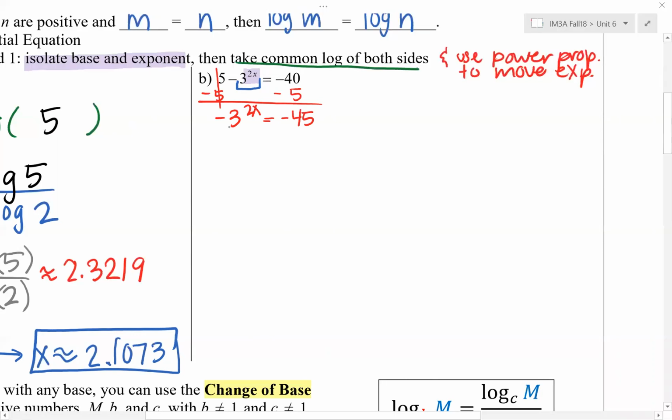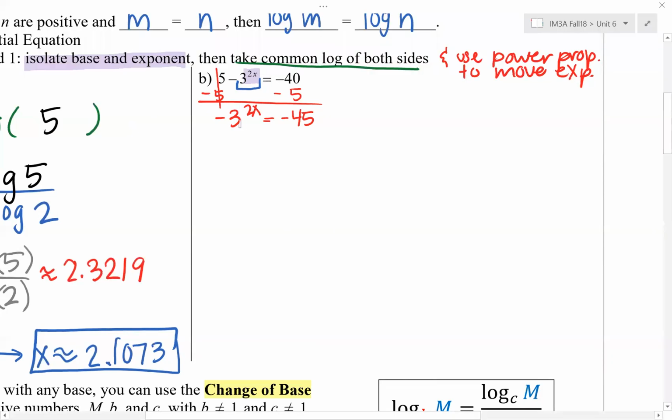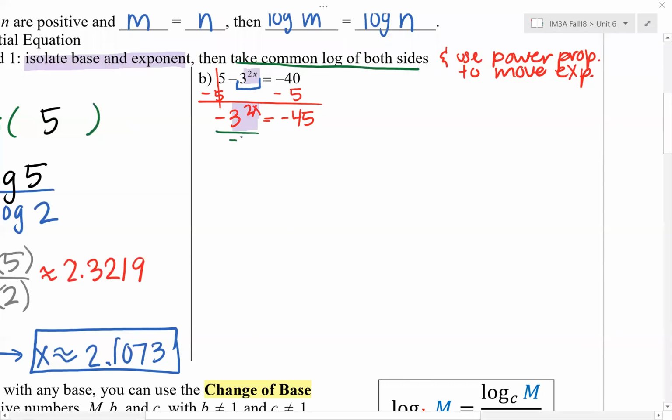And so we don't want that negative there. We want it to just be the 3 to the 2x power. So we want that piece alone. To get rid of the negative, we're going to divide both sides by negative 1. So we have positive 3 to the 2x power equals positive 45. Dividing by negative 1 just changes both of those signs.